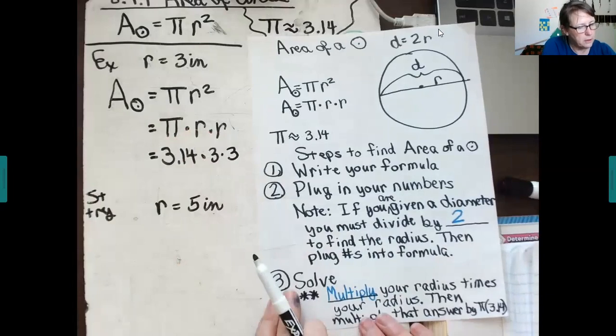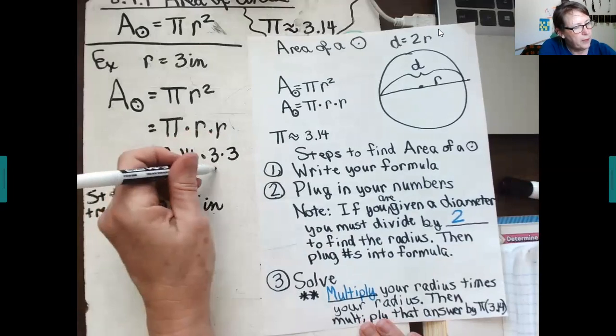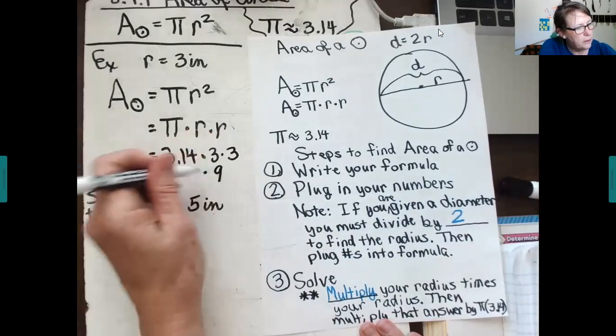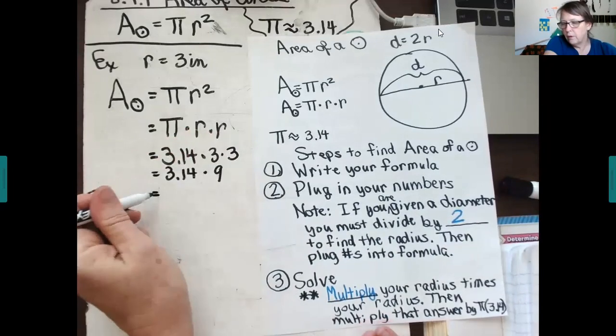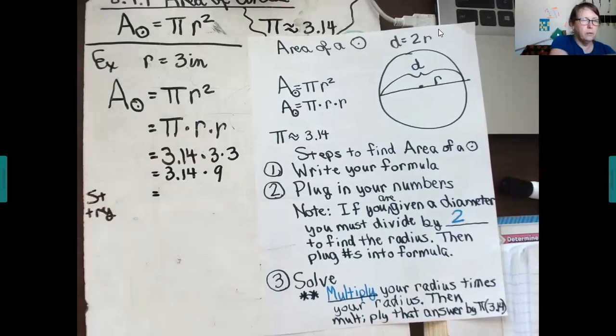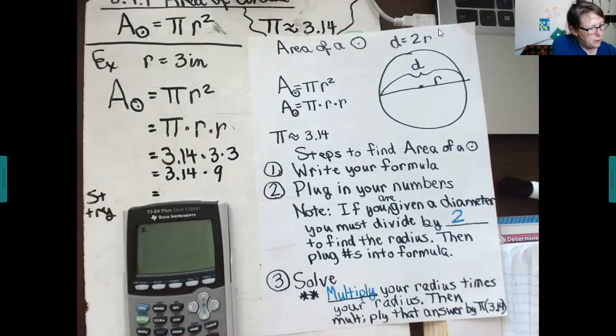Now then, third step, solve. Multiply your radius times radius, so 3 times 3 is 9. Now you're going to go to the calculator. Times 9 is, oops, I did the wrong thing. I did 3.14 times 3. Do y'all see my mistake? Let's try again. 3.14 times 9.